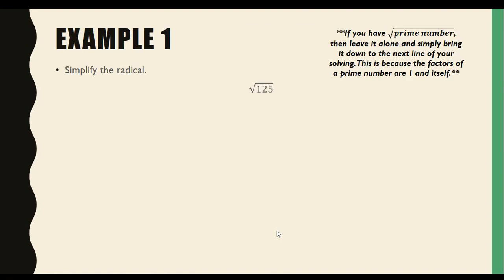All right, so let's look at a couple more examples to get this set into our brains. Let's say we want to simplify the radical, the square root of 125. Now, 125 is not a perfect square number, so I don't know the answer right off the bat. The first thing I'm going to do is break it down into its factors. So 25 and 5, for example.